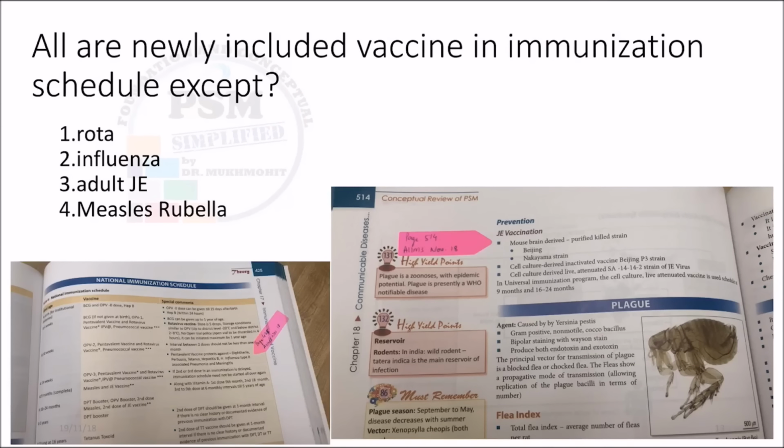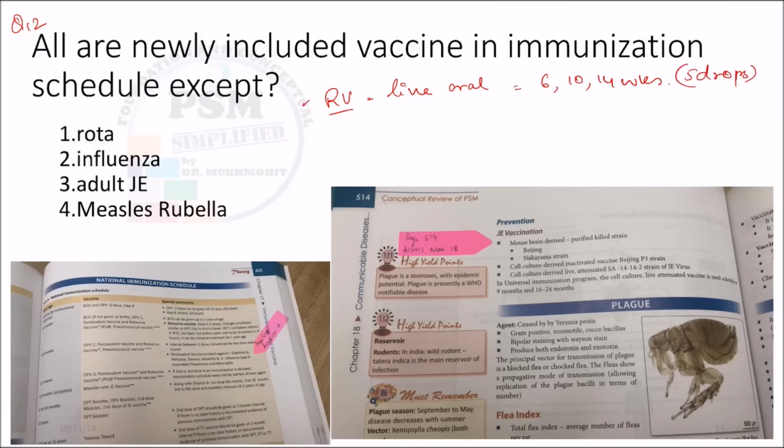The next in line is question number 12. All of the following are newly included vaccines in the immunization schedule except: rotavirus, influenza, adult Japanese encephalitis, and measles rubella. Rotavirus, we all know, is a live oral vaccine. It is given at 6, 10, and 14 weeks in a child, as per the national immunization schedule, and it is very much in the schedule. It is given at the rate of 5 drops in each session.